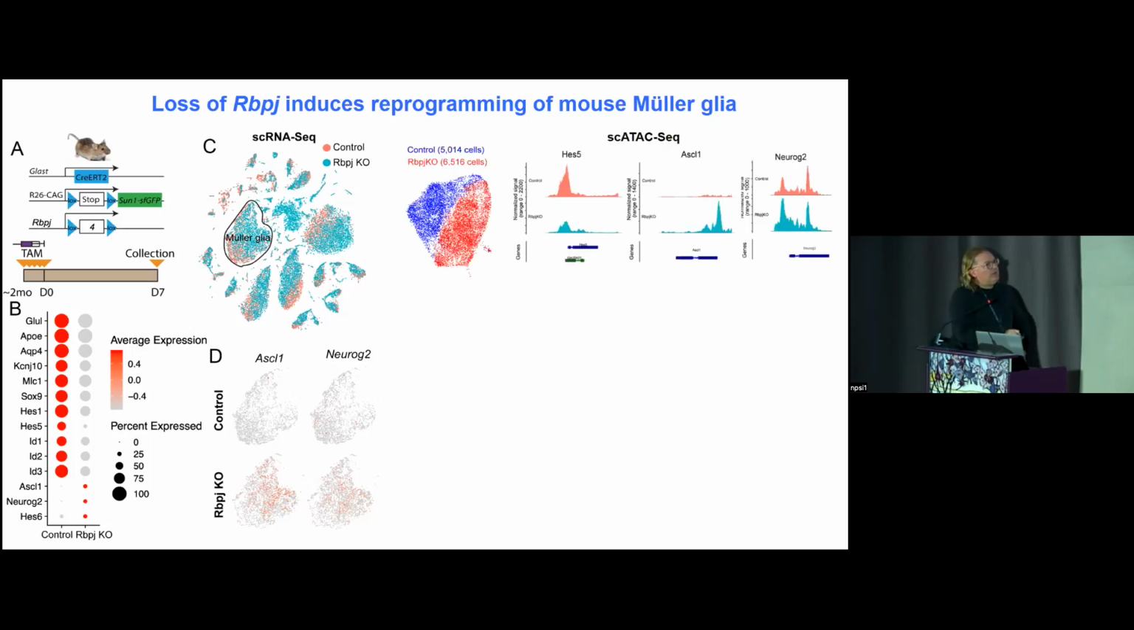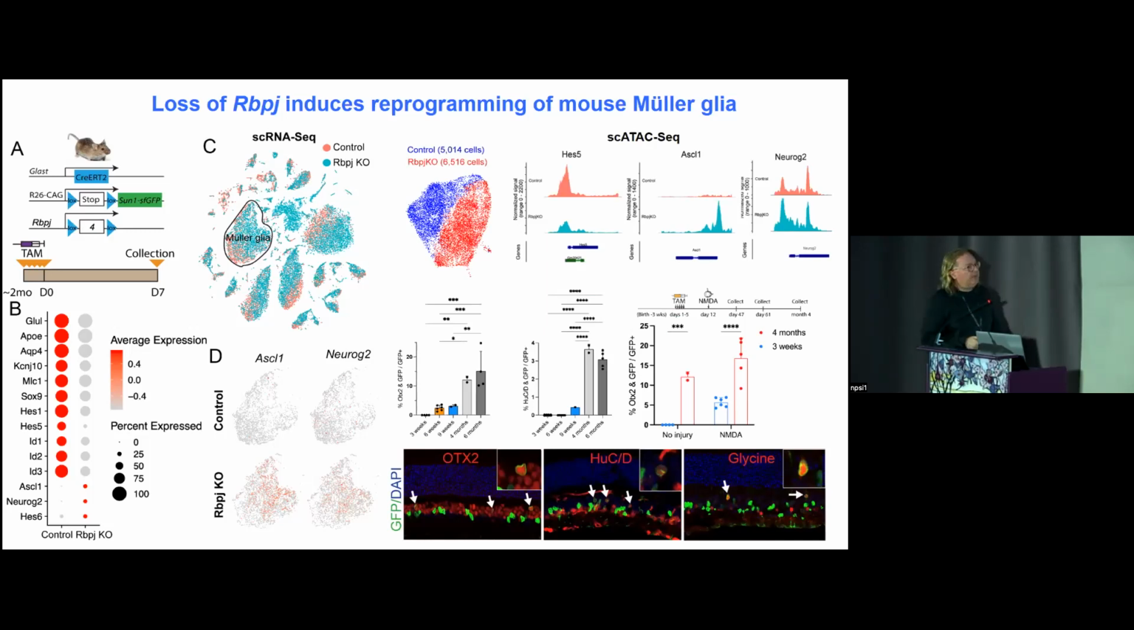We can see more dramatic changes using ATAC-seq. We see that the two populations at this age are essentially non-overlapping. We see that accessibility at Notch target genes such as HES is down, whereas ASCL1 accessibility, which is basically inaccessible in the control, is now transposon accessible and able to be activated.